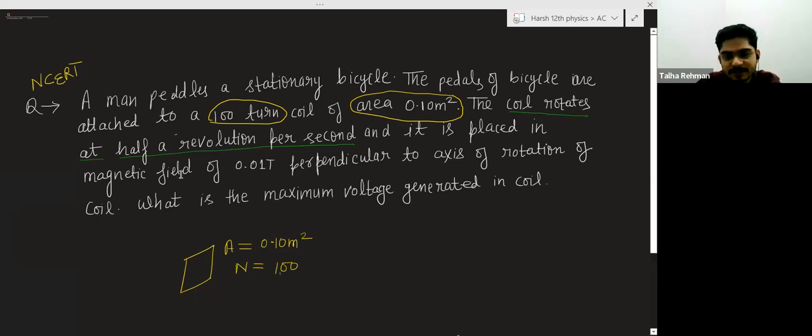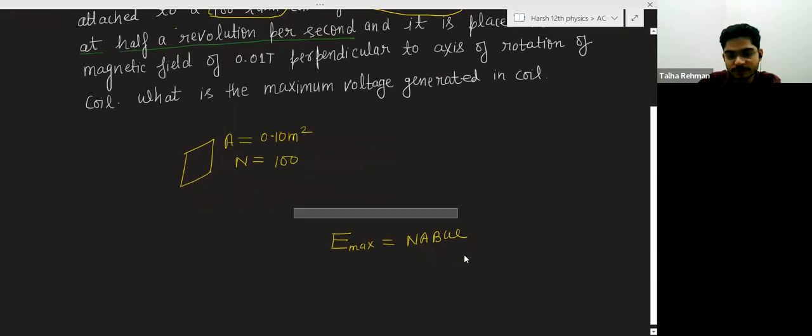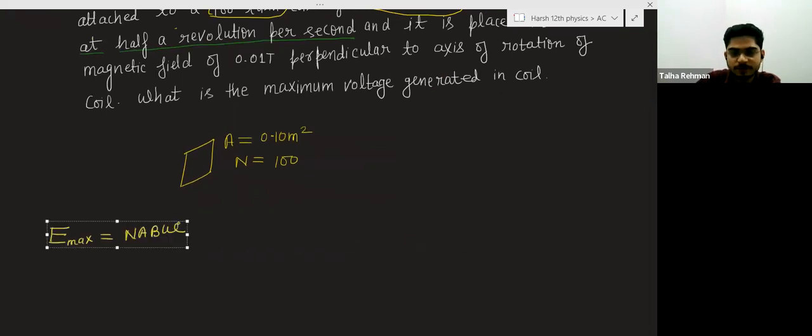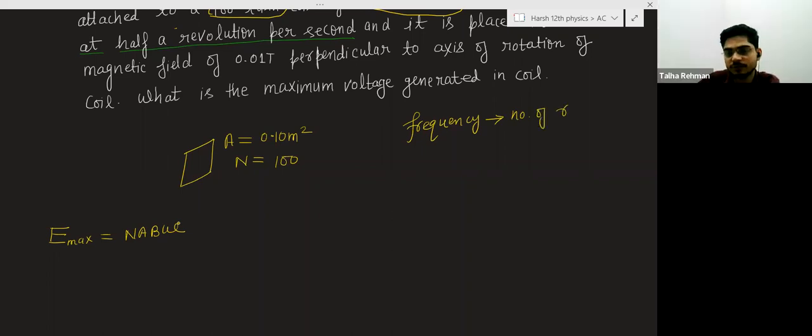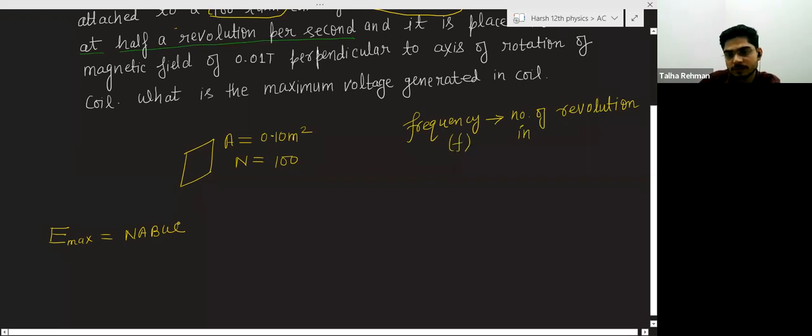The number of turns of this coil is equal to 100. The coil rotates at half revolution per second. Before that, you should know what is frequency. Frequency is the number of revolutions per second. Number of revolutions in 1 second.